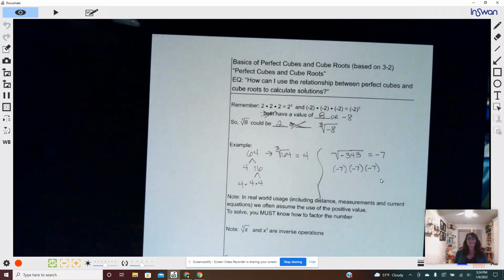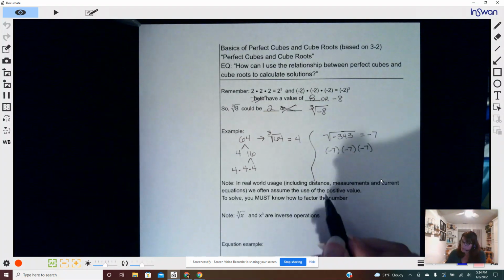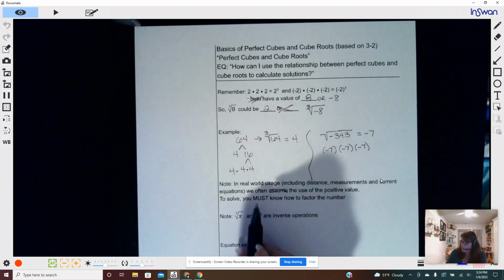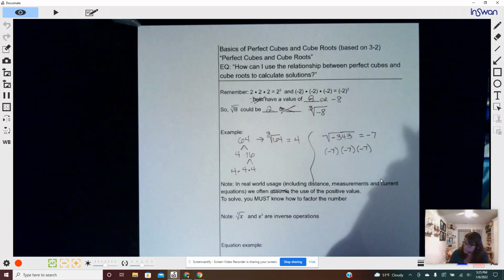And that's really the main idea I want to point out to you in the difference between square roots and cube roots. Now, we're not going to assume, I'm going to take that word out, the use of positive value, but we're only going to use positive value. Okay.